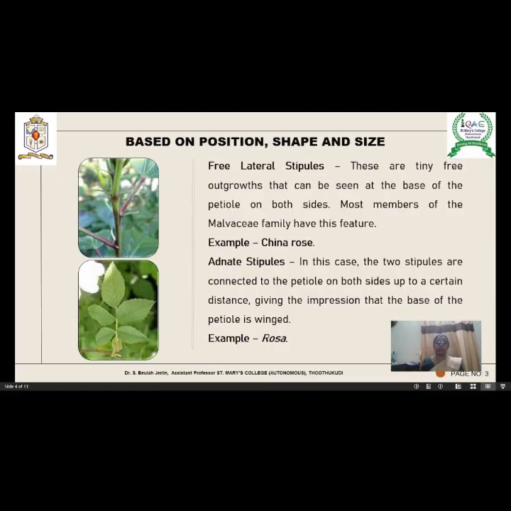Free lateral stipules. These are tiny free outgrowths that can be seen at the base of the petiole on both sides. Most members of the Malvaceae family have these features. For example, China rose. Adnate stipules. In this case, the two stipules are connected to the petiole on both sides up to a certain distance, giving the impression that the base of the petiole is winged. Example, Rosa.